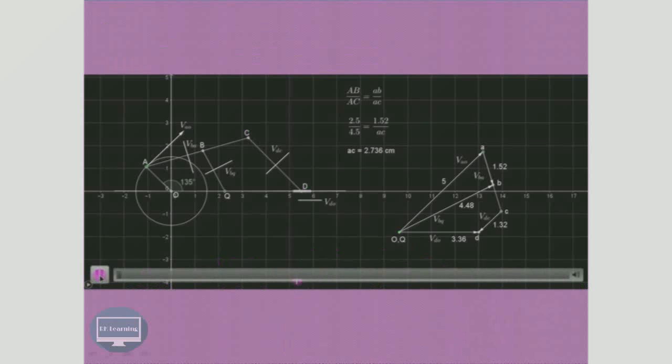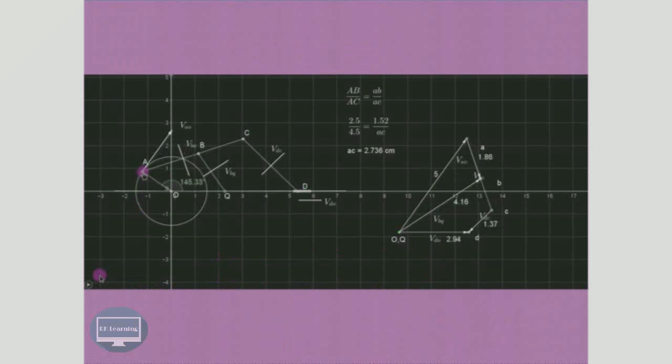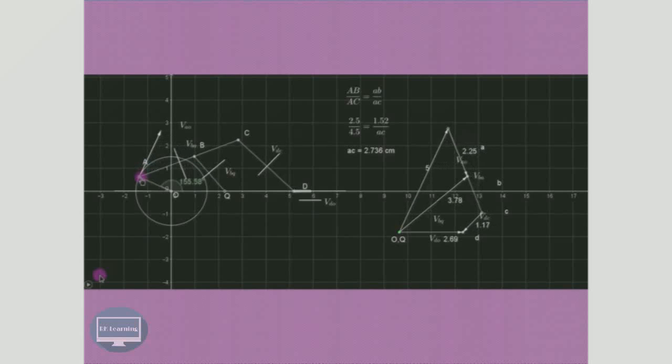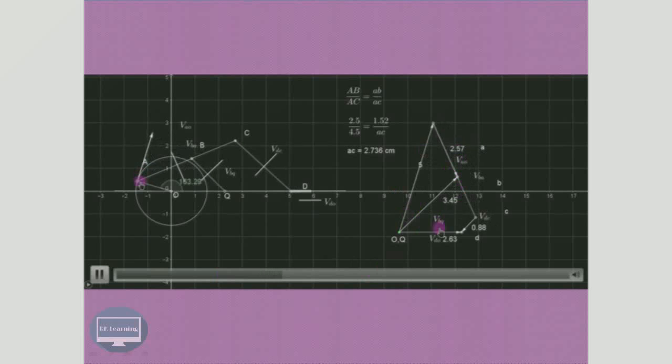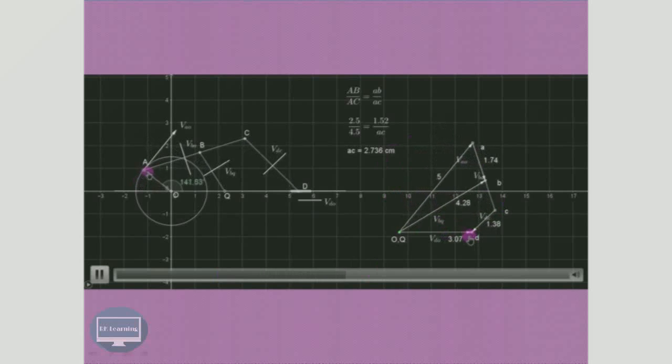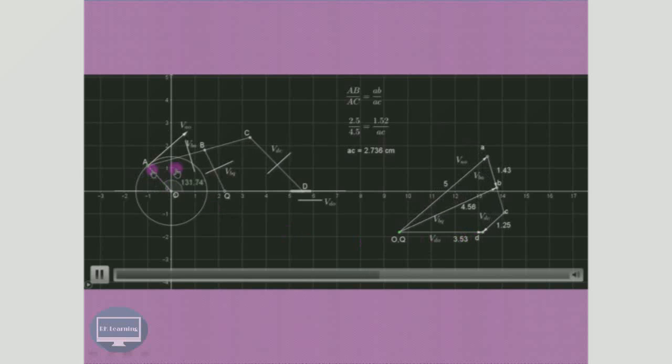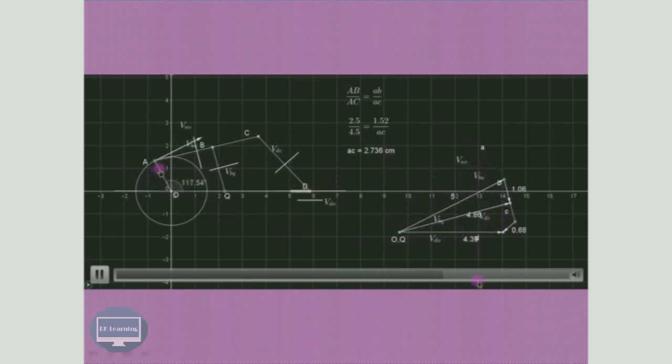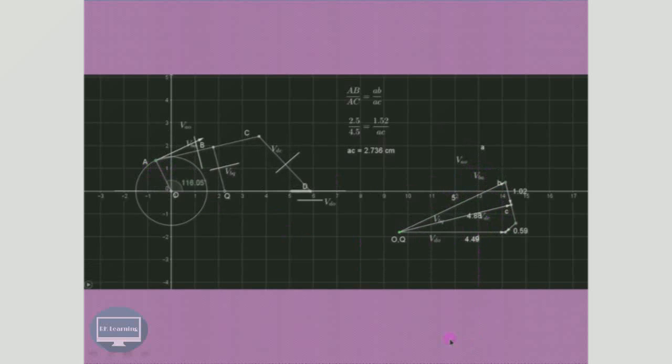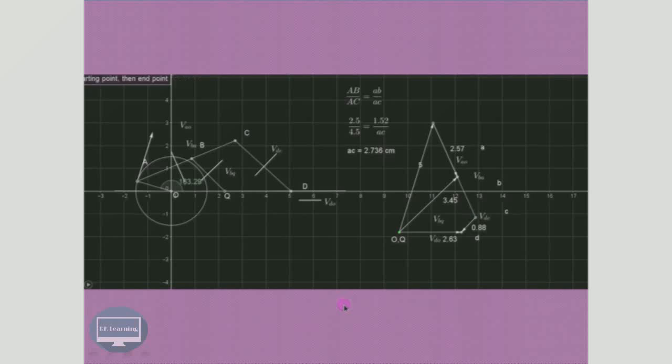Now let us see if the positions are changed. For example, if we rotate this particular crank through some different angle, then see how the nature of the velocity diagram is changing over here. This is just for illustration purposes that we have shown over here. If you rotate this, then you will get a different shape of this velocity diagram. So in this way, you can calculate the velocities of the mechanism.